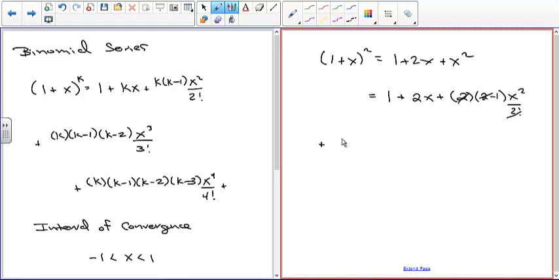What happens when you get the next value? You'd have 2 times (2 minus 1) times (2 minus 2) times x cubed over 3 factorial. And this is 0, so that whole term goes to 0. So that's what we hoped. And I guess that's what happens. That's kind of cool. I hadn't thought about that before.